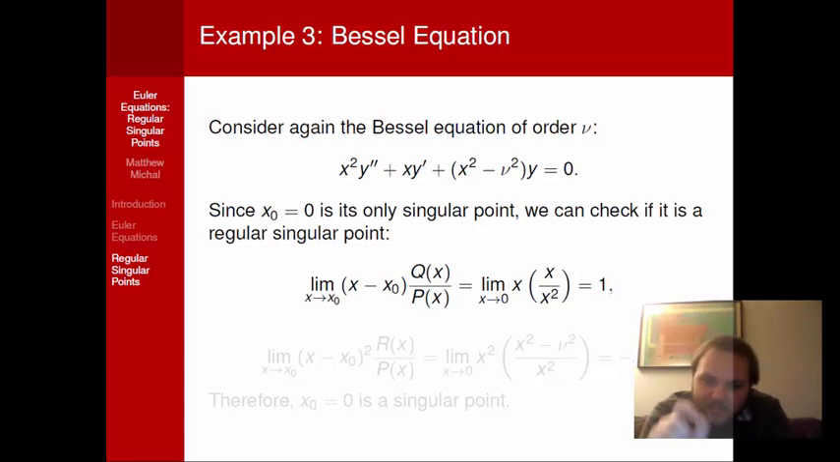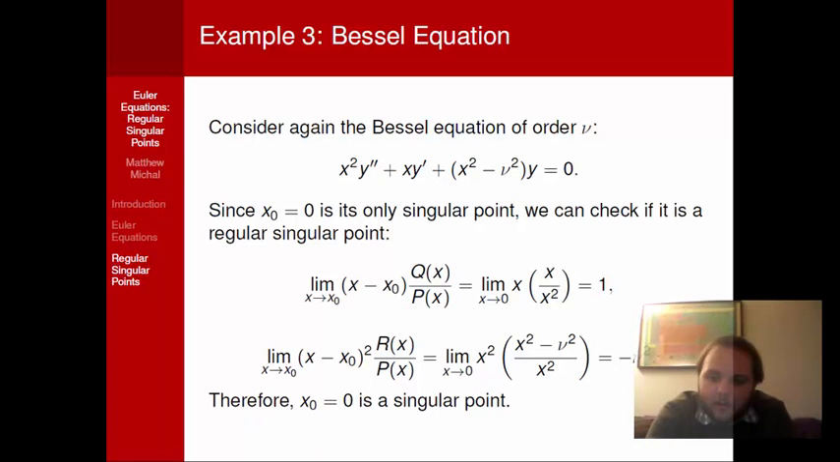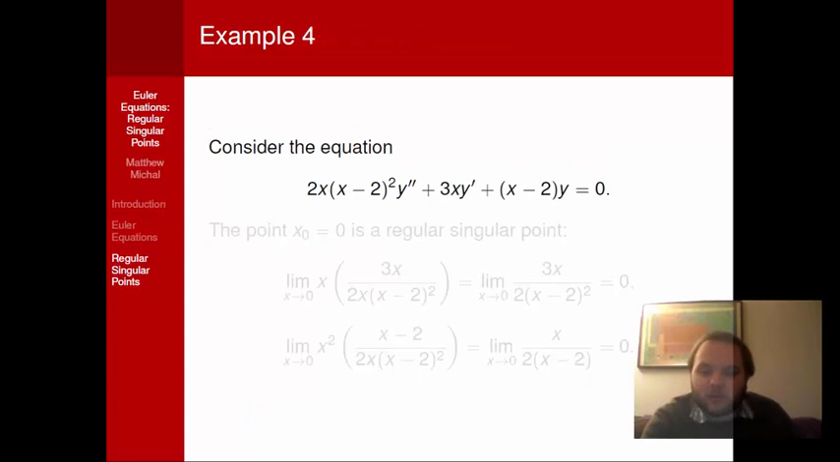So r of x is the term in front of my function y here. So that's going to be x squared minus nu squared over x squared. Plug that in. The x squareds cancel out. I'm left with x squared minus nu squared. Well, as x goes to 0, x squared also goes to 0, so I'm just left with negative nu squared. So for all Bessel equations of order nu, at least in this form, where x naught is equal to 0 is a singular point, it is a regular singular point.